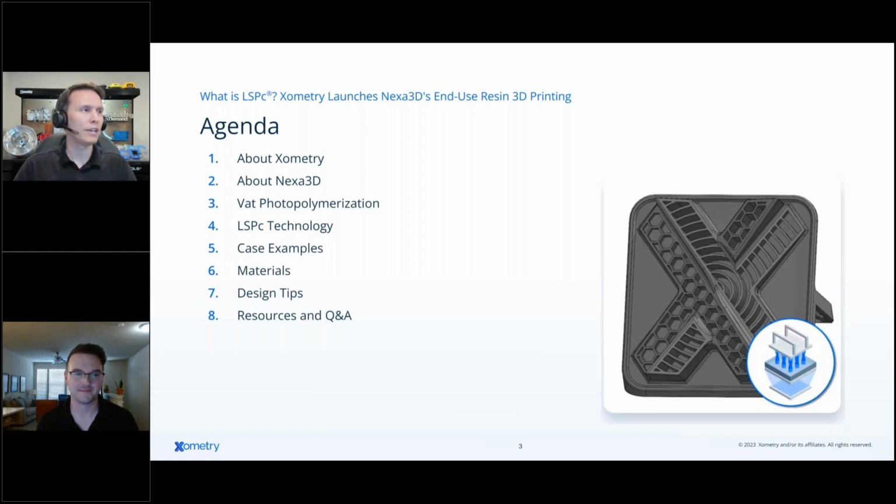So briefly, here's our agenda. We're going to talk about who we are first, so we'll cover that very quickly about Xometry and Nexa3D. We also want to talk about how this technology evolved, like what its predecessors were, from resin-based stereolithography moving up to LSPc. Louis will go through some case examples, and then we'll run through materials, design tips to get you jumping right in with the technology, and then resources and live Q&A. This is another reminder, any questions you have, submit them anytime with the questions tab, and we'll try to get to as many as we can at the end of the webinar.